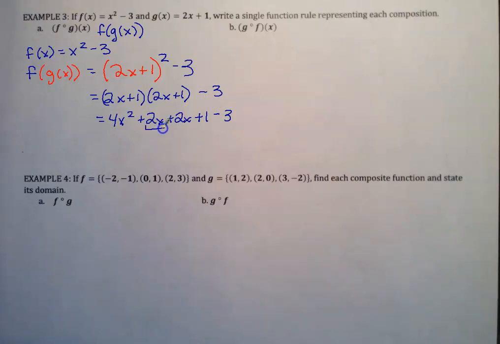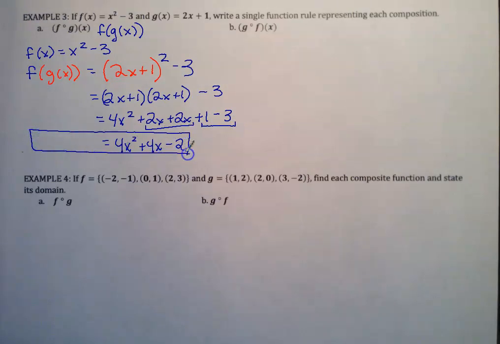We're going to combine like terms. So 4x squared. 2x plus 2x is 4x, and then 1 minus 3 is negative 2. And there you have your f of g of x. So equals 4x squared plus 4x minus 2. Now, if later they gave you some numbers to plug in, you could plug them into that part. However.